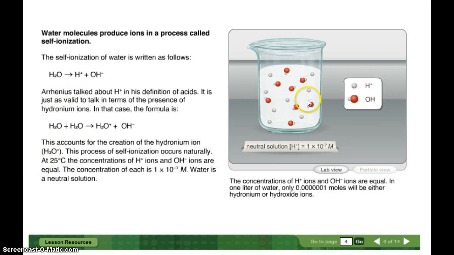Okay, so we have equal numbers of each, but most of what we have in this container is H2O, and they didn't show us that. Okay, so most of this is H2O, but this small percent of moles is going to be either the hydronium, the H3O plus, or the hydroxide OH negative ion.